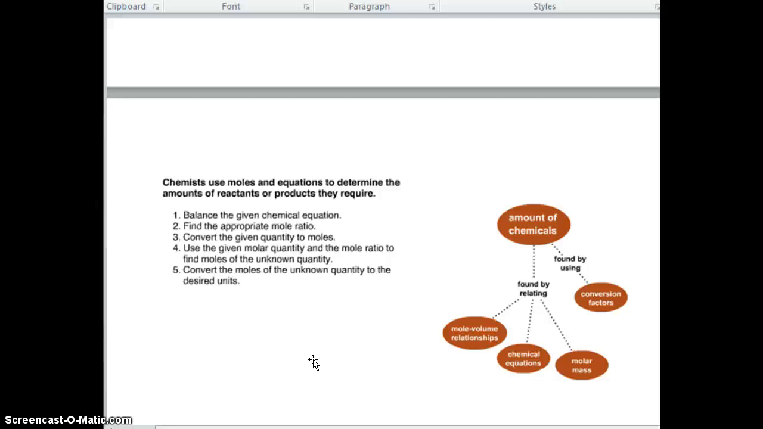What's our key point here? Moles. It's all about the magic of the moles. Anytime you get stuck, convert to moles. Anytime you want to go from one chemical to another, convert to moles. So amount of chemicals found by using conversion factors or fractions, found by relating mole volume relationships, chemical equations, and molar mass.